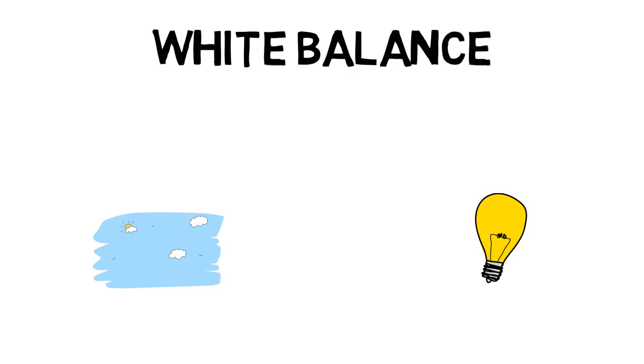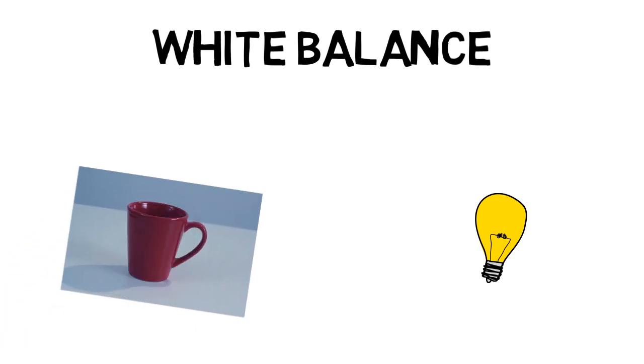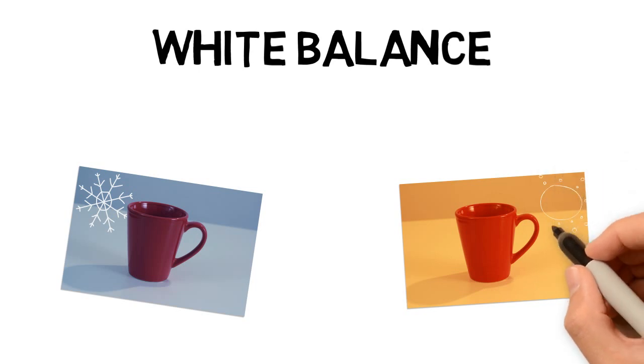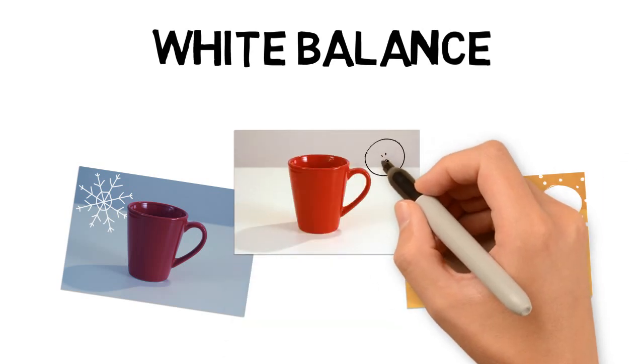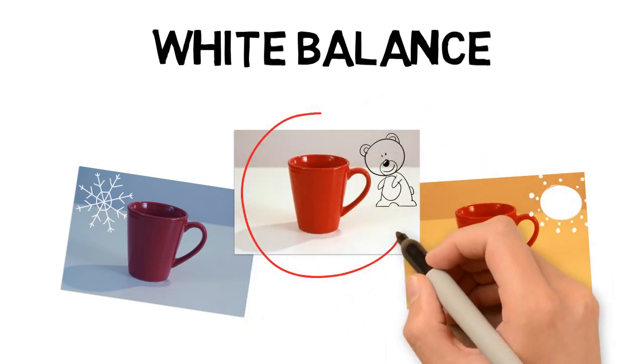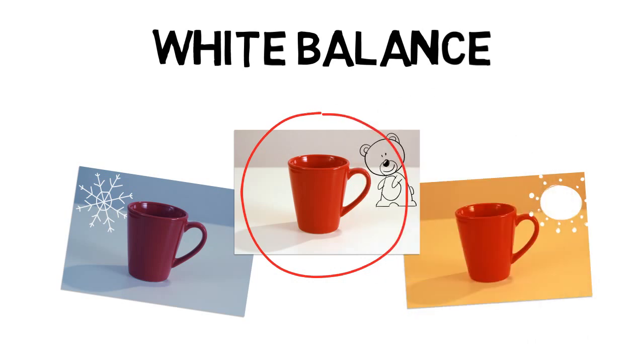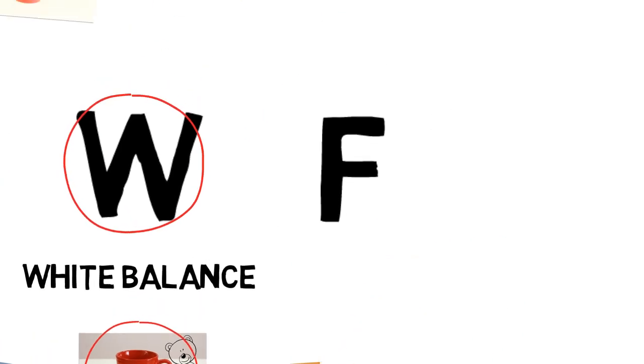Here are some examples. This first cup is way too cold. This second cup is way too warm. This last one is just right. We can tell because the white wall is actually white and not blue or orange.